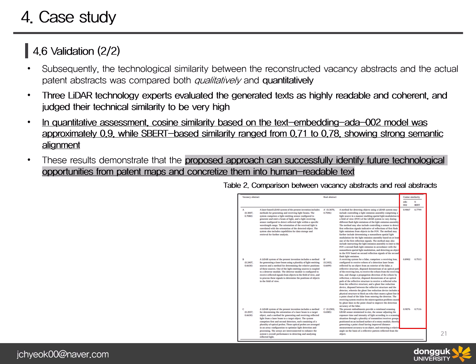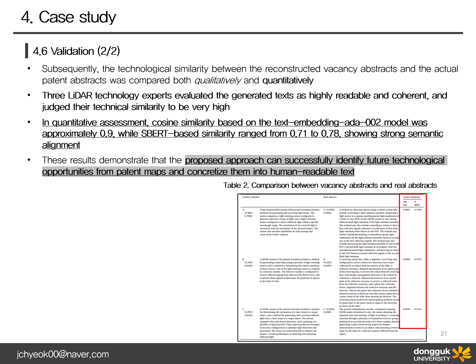Three LiDAR technology experts evaluated the generated text as highly readable and coherent. In the quantitative analysis, cosine similarity based on the text-embedding-ada-002 model was approximately 0.9, while sentence-BERT based similarity ranged from 0.71 to 0.78, indicating a high degree of consistency.